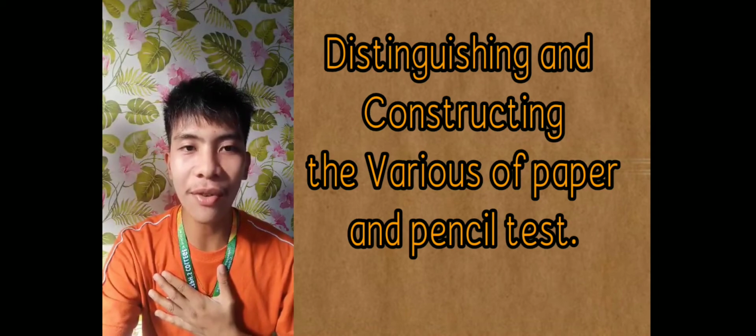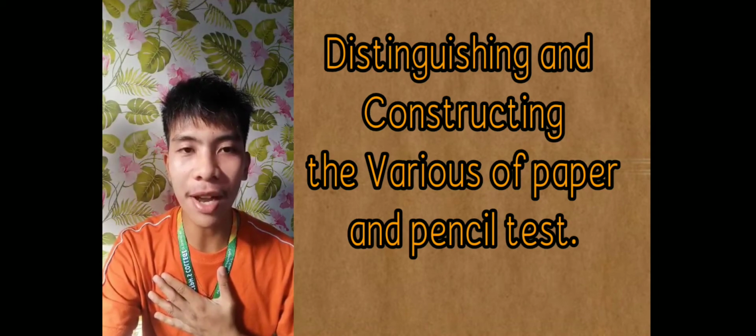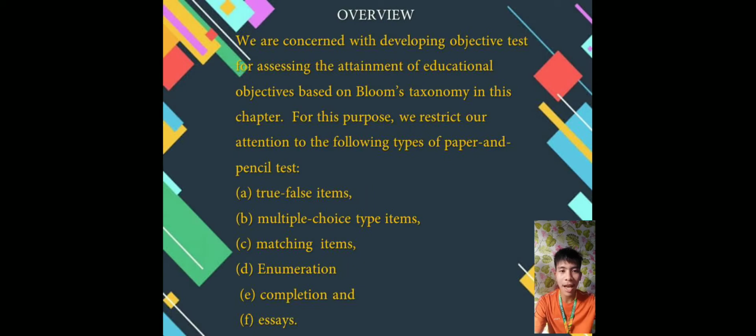Today, I'm going to discuss distinguishing and constructing the various types of paper and pencil tests. Today, I'm going to give an overview of what a paper and pencil test is. We are concerned with developing objective tests for assessing the attainment of educational objectives based on Bloom's taxonomy. In this chapter, for this purpose, we restrict our attention to the following types of paper and pencil tests.